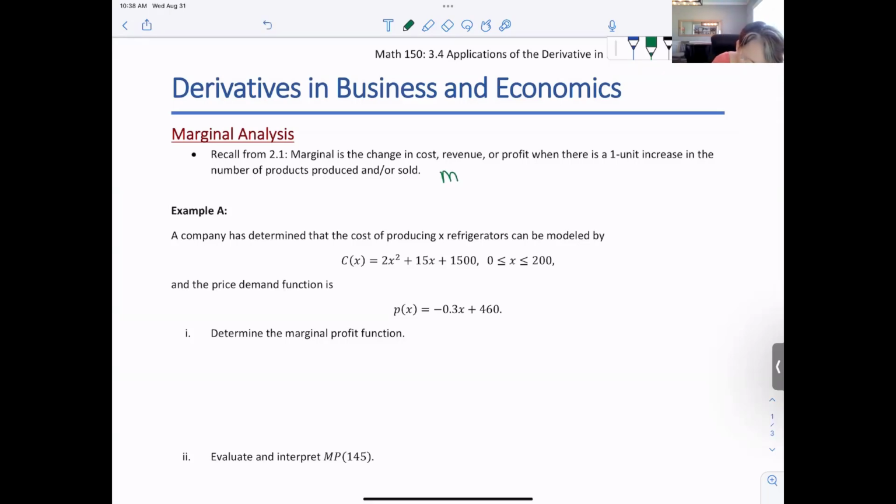So let's say your marginal cost is still the first derivative of your cost function. So really it's all on how you interpret it. So the interpretation is just a little bit more specific with the marginal analysis. So let's do an example.